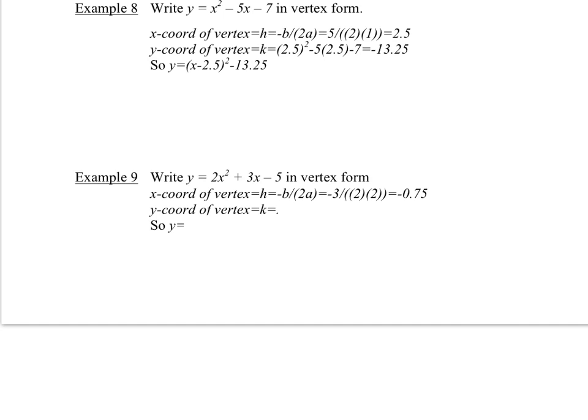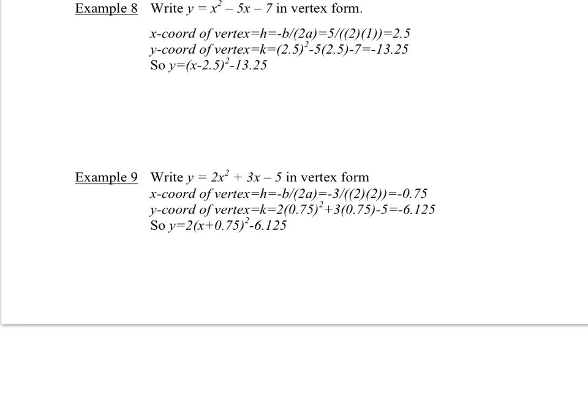Take that, plug it back in place of x here, and what we should get then for k is negative 6.125. Okay, so the expression in vertex form, so this expression here in vertex form is going to be written as y equals 2 times x plus 0.75 squared minus 6.125.